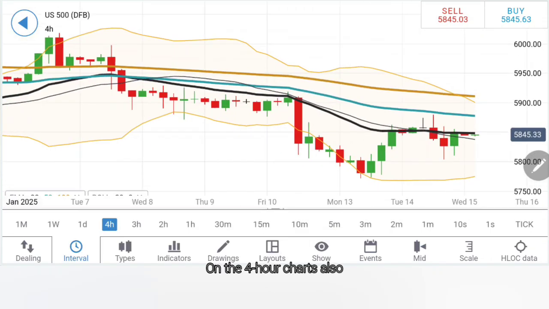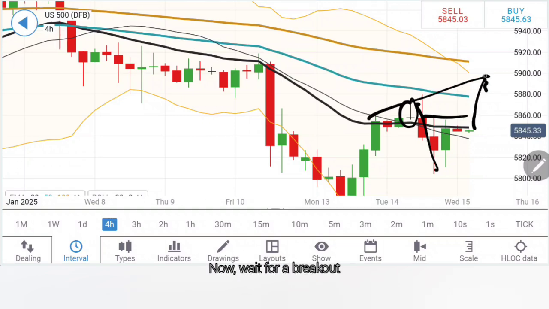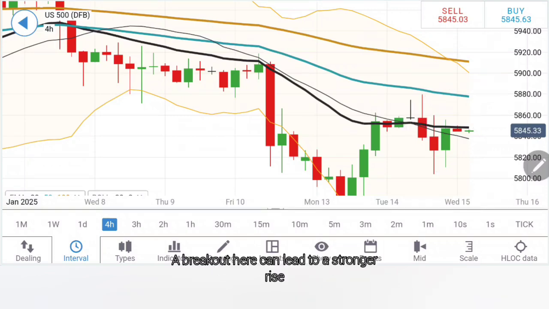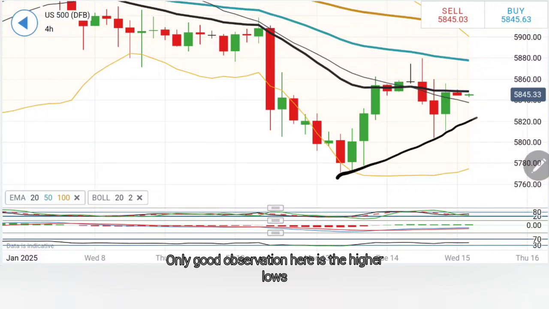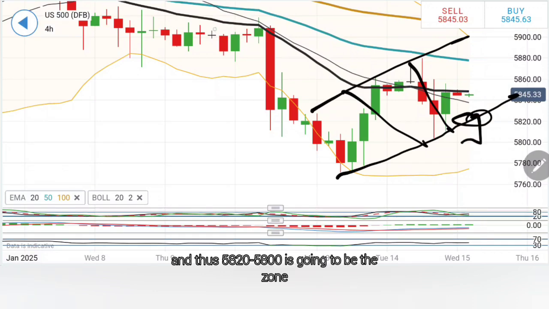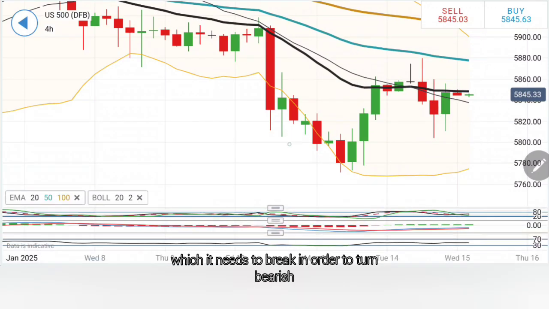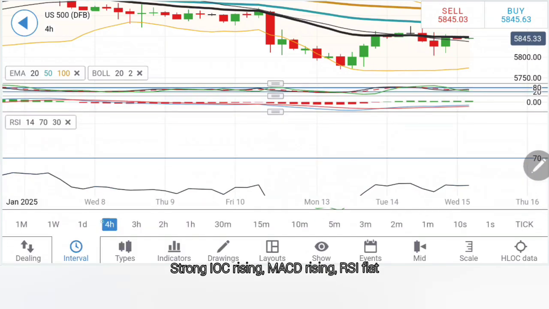On the 4 hour chart also, if you look at, it has posted a reversal sign, a couple of strong dips, and then a recovery. Now wait for a breakout. A breakout here can lead to a stronger rise, but right now it is not supportive of the same. The only good observation here is the higher lows and the retracement channel in which it is trading, and thus 5820, 5800 is going to be the zone which it needs to break in order to turn bearish. Stochastic rising, MACD rising, RSI flat.